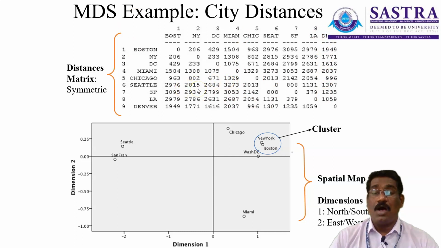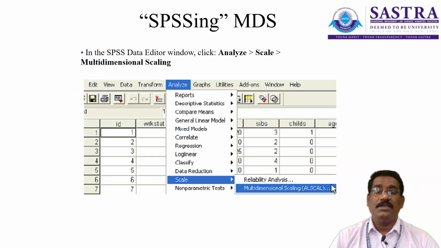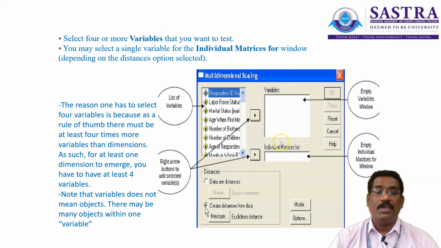Now it's time for us to see how to execute the multidimensional scaling technique in SPSS. Once you get the relevant data, go to Analyze, then go to Scale, and you have Multidimensional Scaling (ALSCAL). You click that, and you get a box like this. These are the list of variables we have taken here. Select 4 or more variables that you want to test, and you may select a single variable for individual matrices, depending on the distance options selected here.